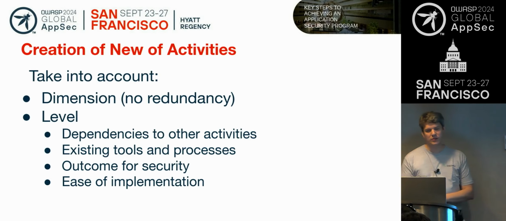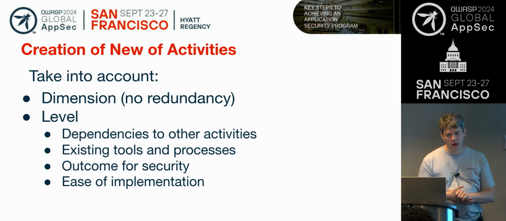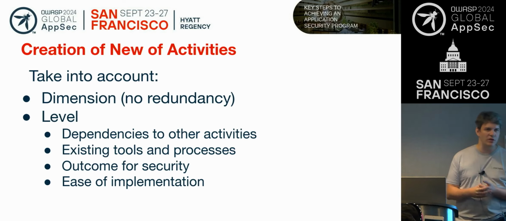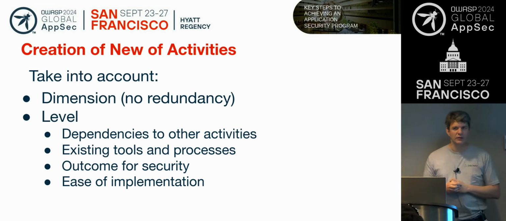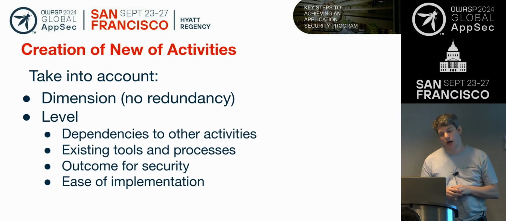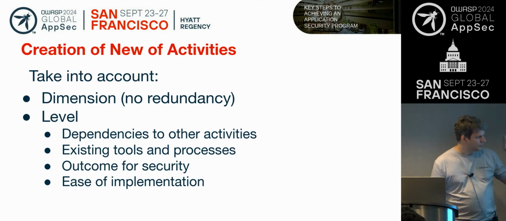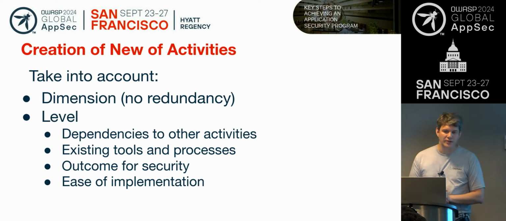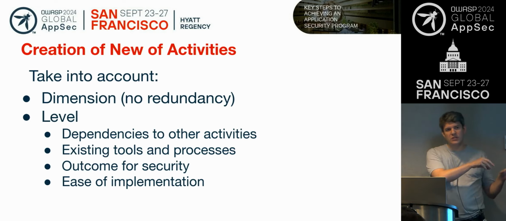When you create new activities, you should take into account the dimension. Very important is to not have redundancy. So you shouldn't have the same activity two times in different dimensions. Then obviously the level. When you define the level, you should take into account the dependencies to other activities.